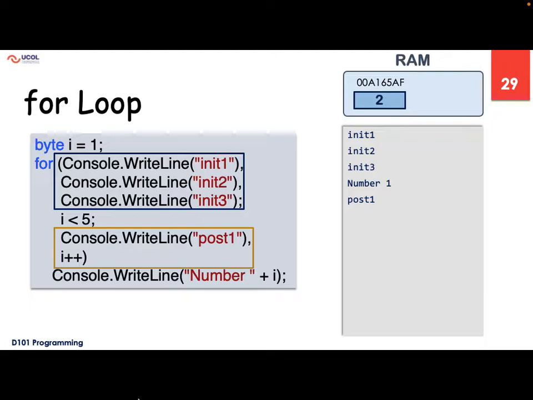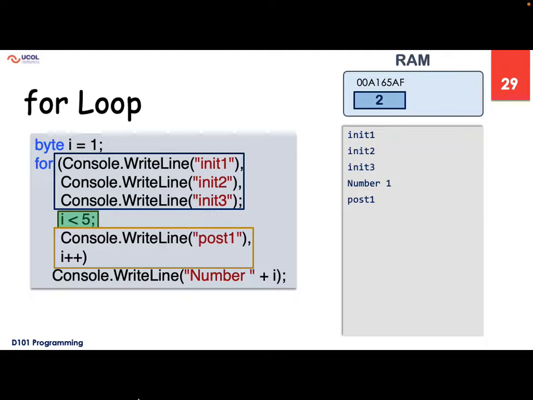Now we have executed all the post actions, and again we are going to check the condition. Follow the flow. Now the pre-actions or initial actions are not executed at all. They are not in the loop. Only one time they will be executed, when you are coming into that particular for loop.